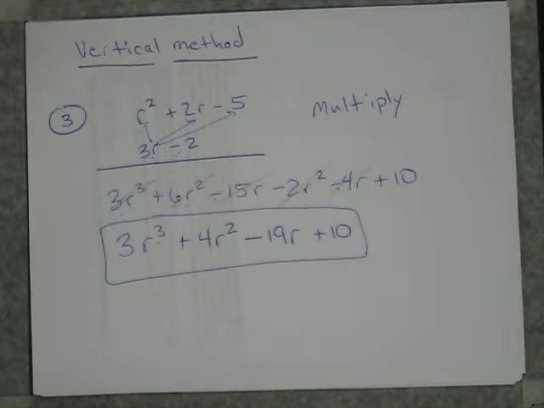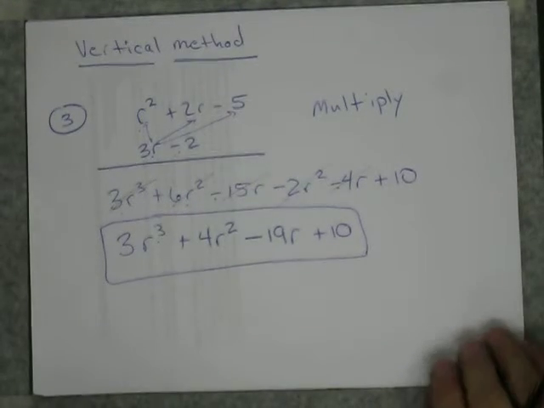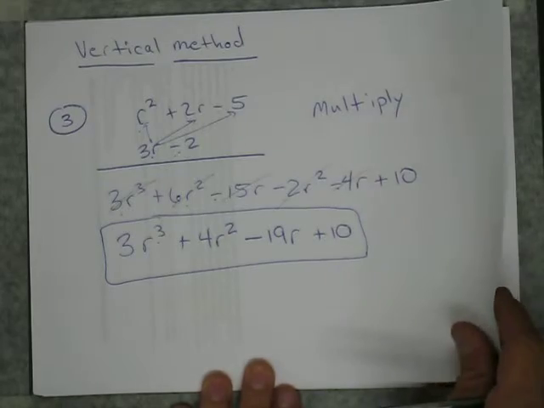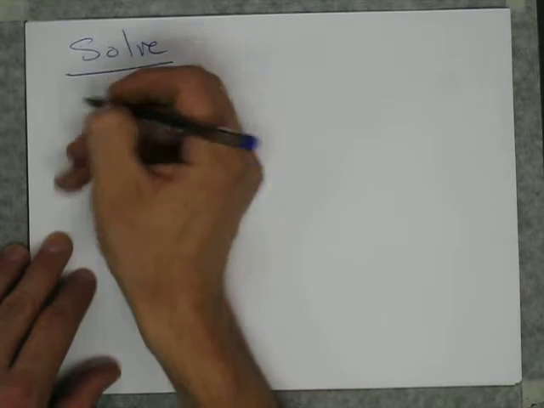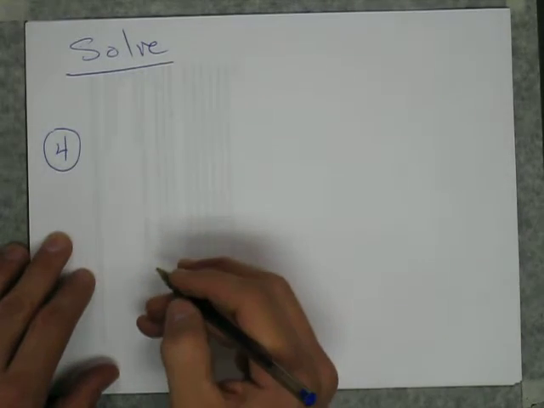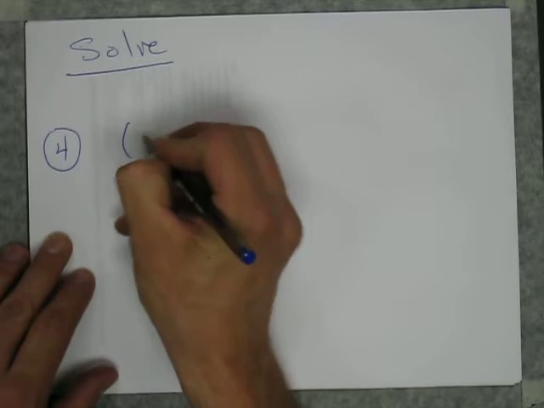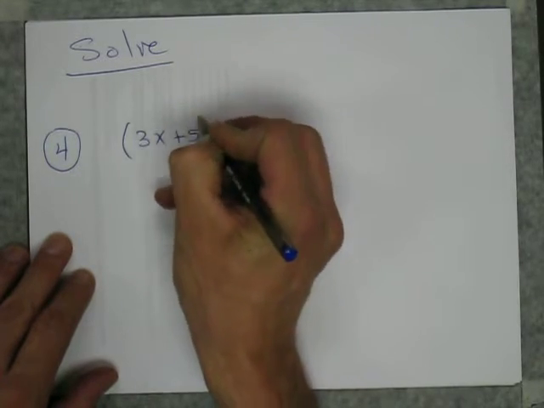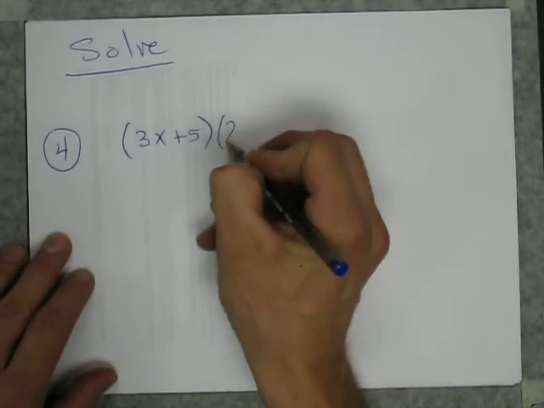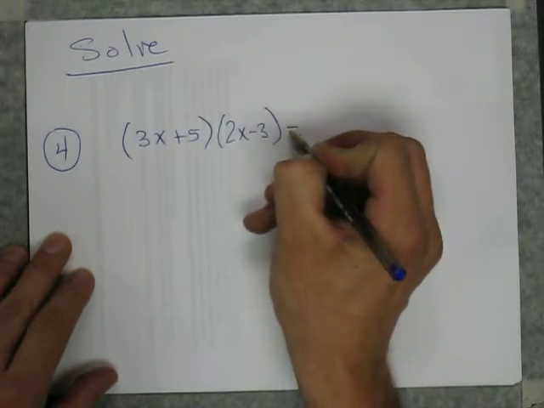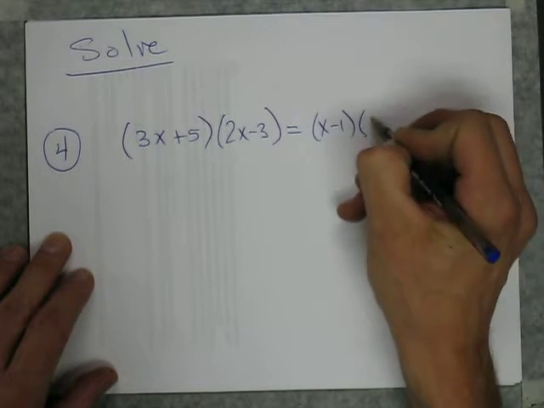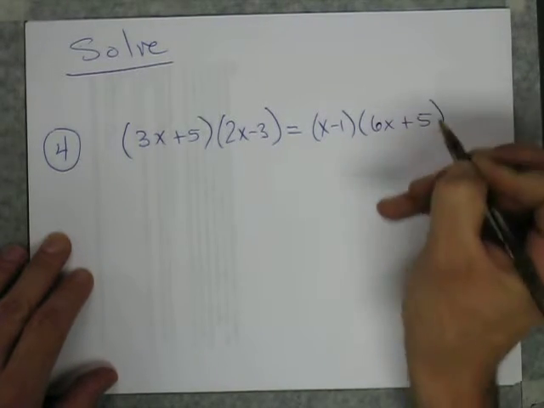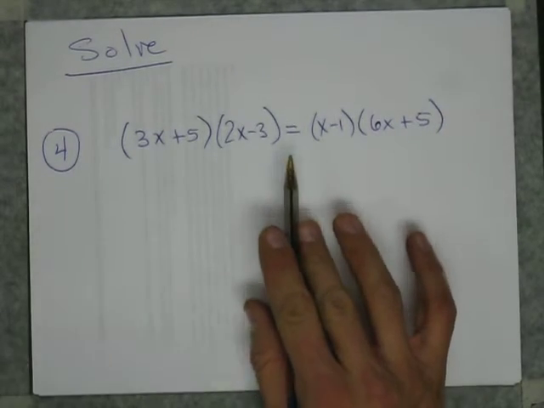Okay, now, let's do this one, solve. This is number 4. If I give you 3x plus 5 times 2x minus 3 equals x minus 1 times 6x plus 5. This is an equation, so now we're going to solve.